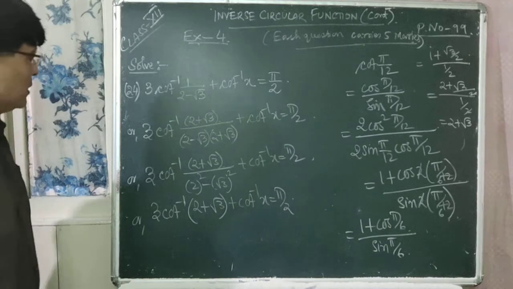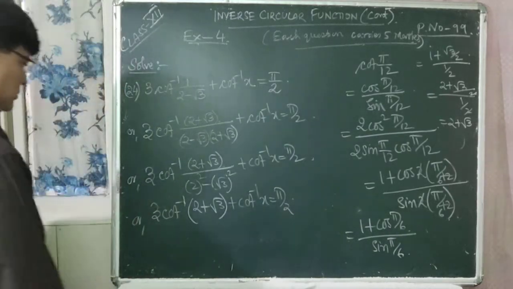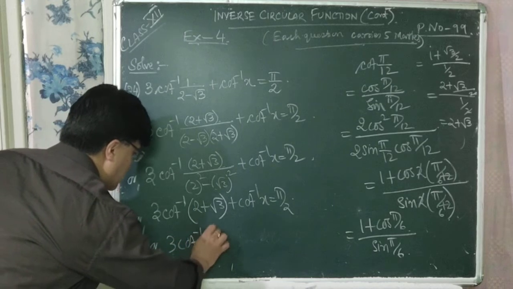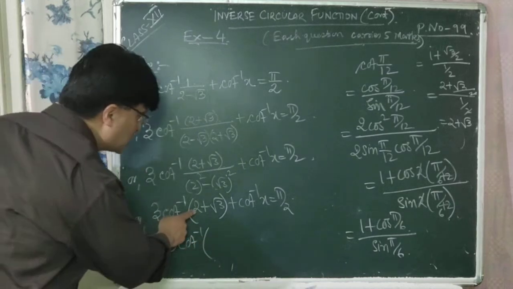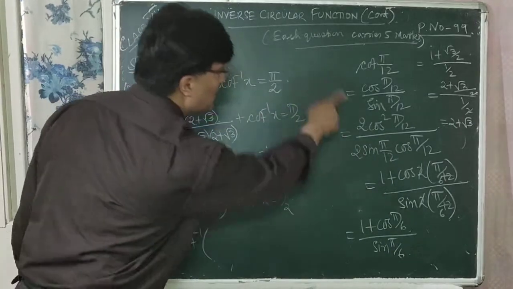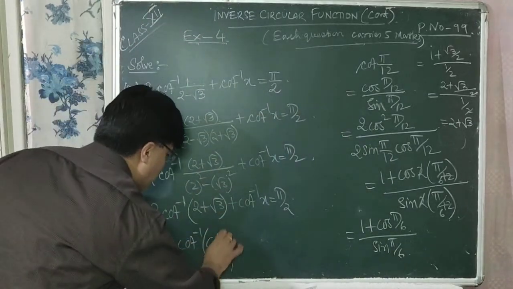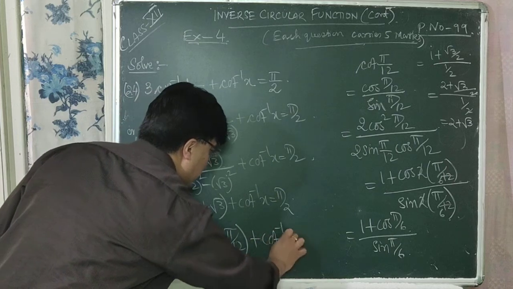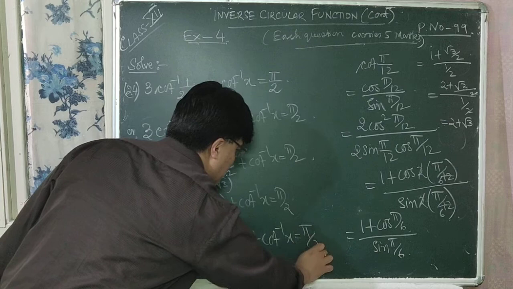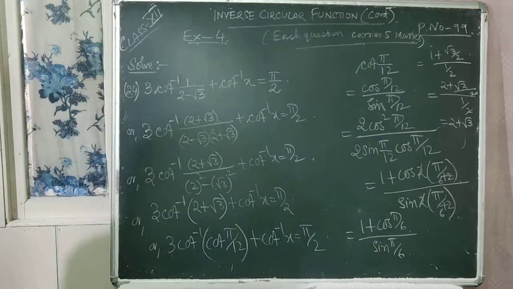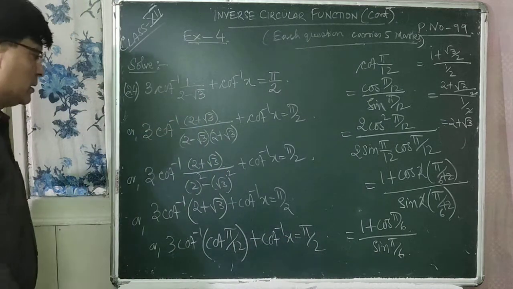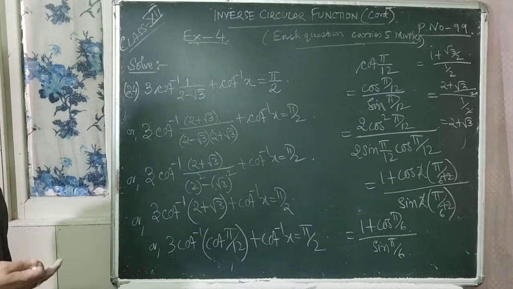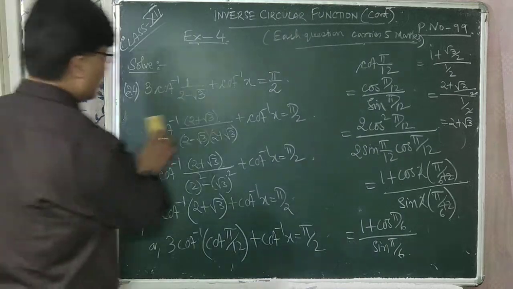Understood now? So let us write it here. 3 cot inverse within bracket. Instead of this 2 plus root 3, what can you write? Cot pi by 12. Because cot pi by 12 is 2 plus root 3, right? Plus cot inverse x is equal to what? It is pi by 2. Understood now? So now you can easily get the value for x. Okay? So let us solve it now.